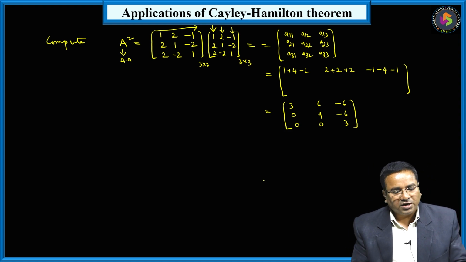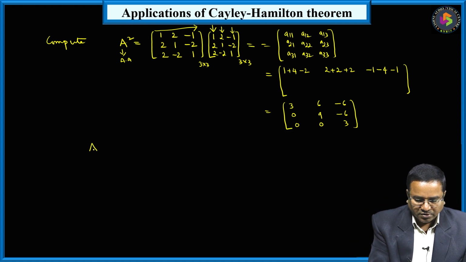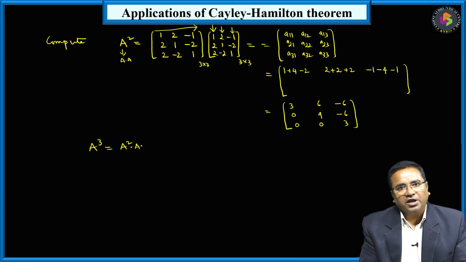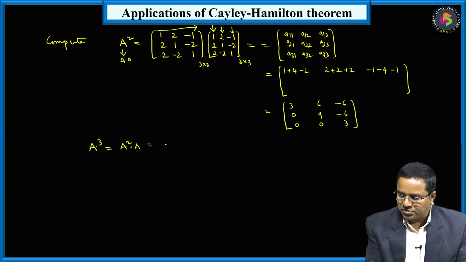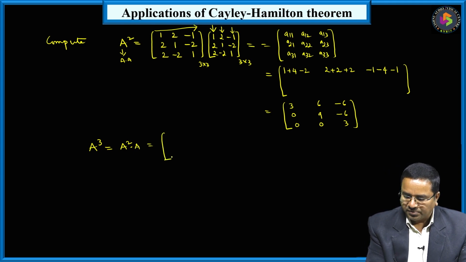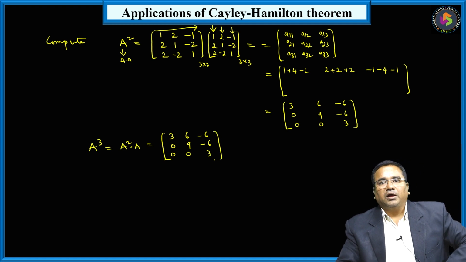So again, we need A cube also. Then a cube we can obtain like a square into a. Already we have a square, just now we got it. What is the a square? 3, 6, minus 6, 0, 9, minus 6, 0, 0, 3. This is what the a square.